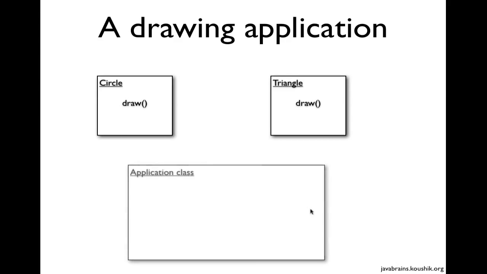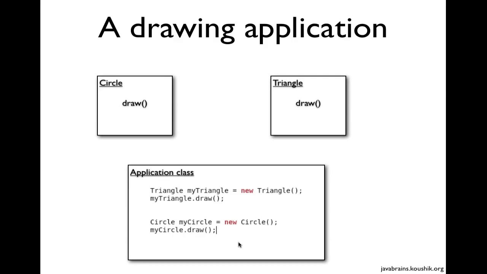So let's say I have an application class. I can instantiate a circle object inside this class and I can draw a circle. I can instantiate a triangle object inside the class and I can draw a triangle. So the code would be something like this. I would say Triangle myTriangle = new Triangle. So I'm instantiating a triangle object here and I'm calling the draw method of that triangle object. Similarly, I'm instantiating a circle object here and I'm calling the draw method of the circle object.